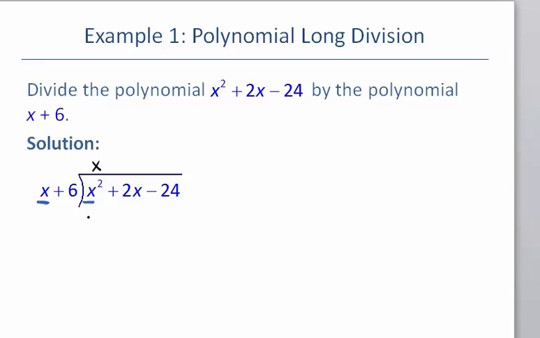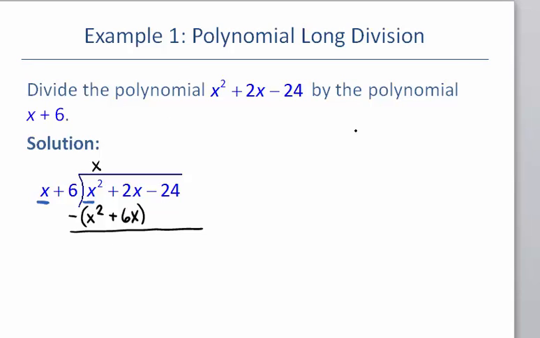So x times x is x squared. x times 6 is 6x. And the idea is that we want to subtract those off. And we have to be careful with our signs. So I'm going to put this in parentheses and put a subtraction on the outside. So x squared minus x squared, that falls out to be nothing. And it always should if we've done things correctly.